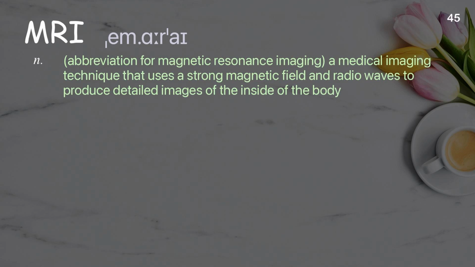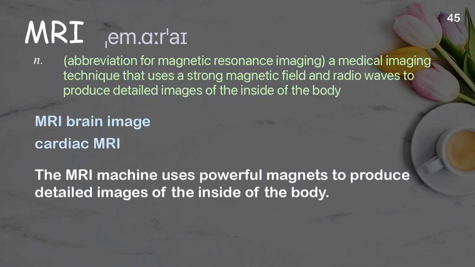MRI. Abbreviation for magnetic resonance imaging, a medical imaging technique that uses a strong magnetic field and radio waves to produce detailed images of the inside of the body. Examples. MRI brain image. Cardiac MRI. The MRI machine uses powerful magnets to produce detailed images of the inside of the body.